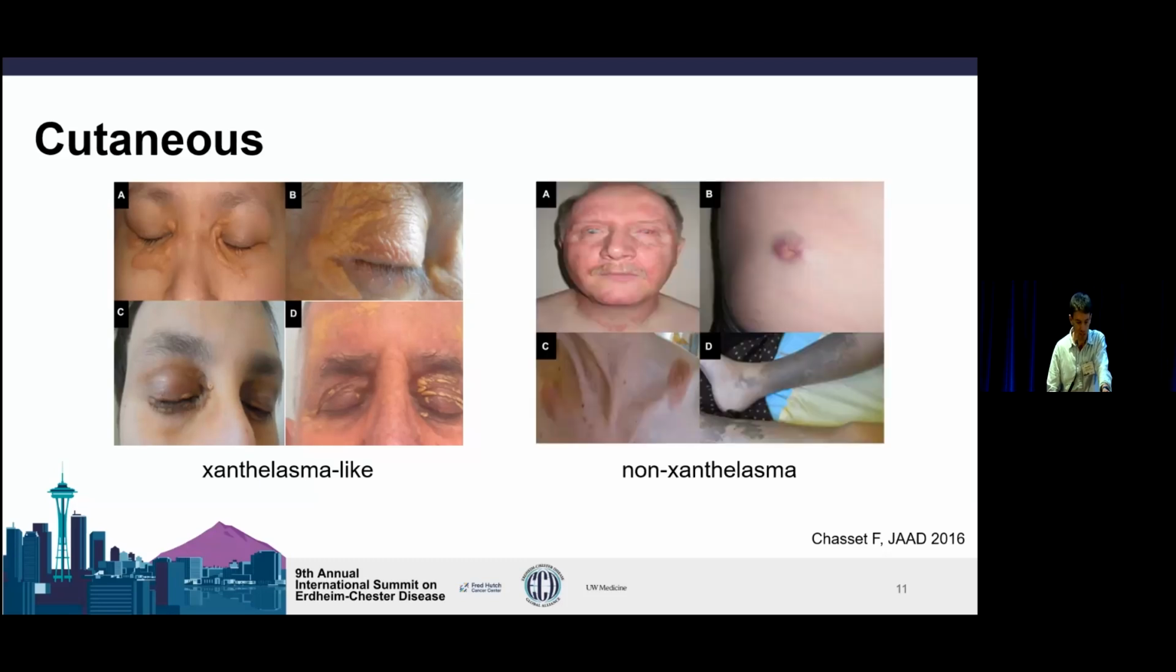But we can also have lesions that are completely different, erythematous, which means really reddish lesions or nodules on the skin.